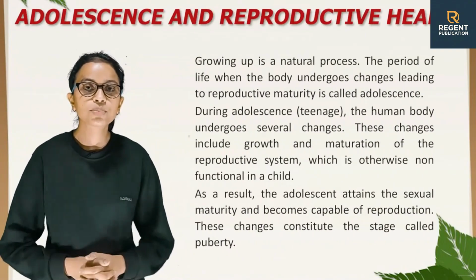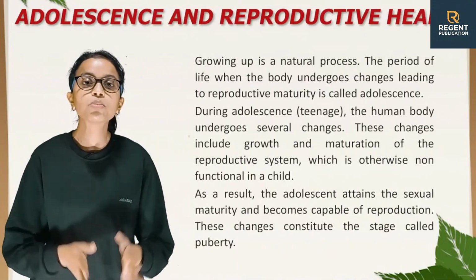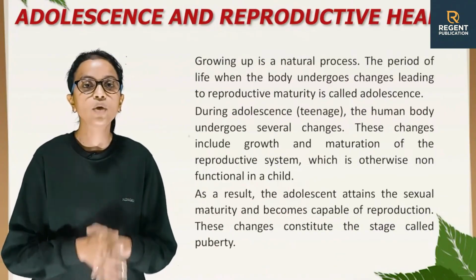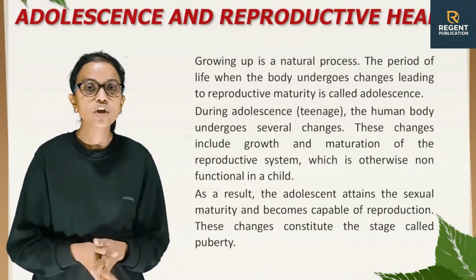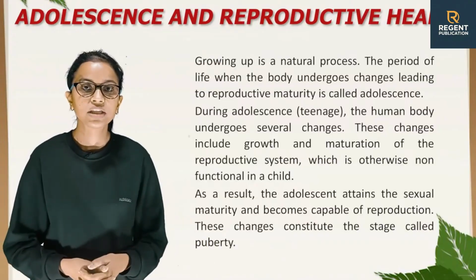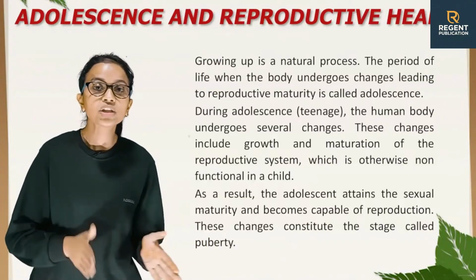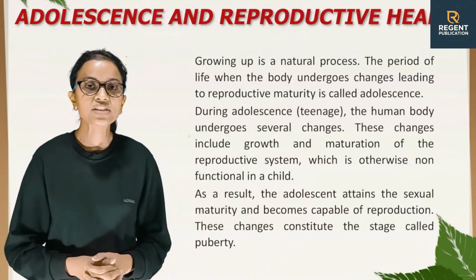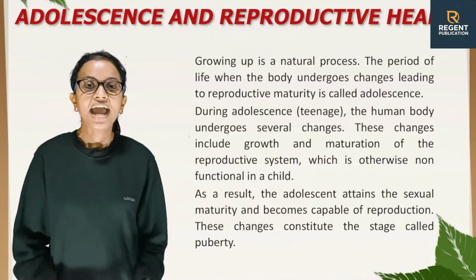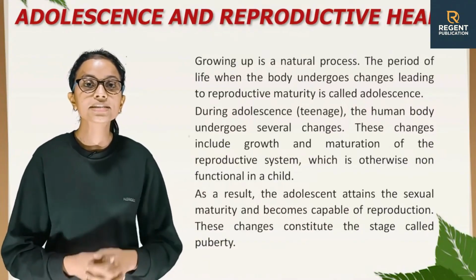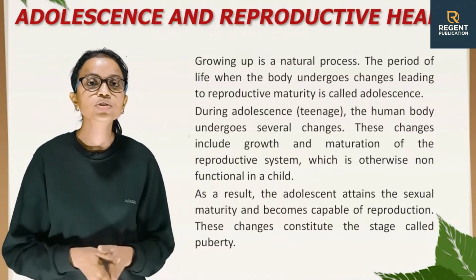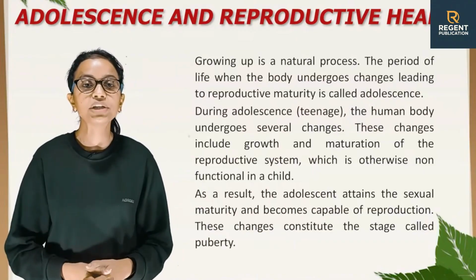Growing up is a natural process. The period of life when the body undergoes changes leading to reproductive maturity is called adolescence. During adolescence, that is teenage, the human body undergoes several changes. These changes include growth and maturation of the reproductive system, which is otherwise non-functional in a child. As a result, the adolescent attains sexual maturity and becomes capable of reproduction. These changes constitute the stage called puberty.